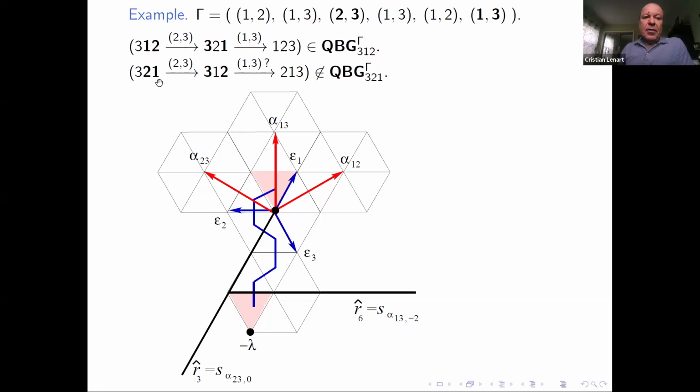But when you start from 3, 2, 1 and apply the same transpositions, then the second edge, from 3, 1, 2 to 2, 1, 3, is a downward edge, and it's not an edge of the quantum Bruhat graph. So this will not be an admissible path.